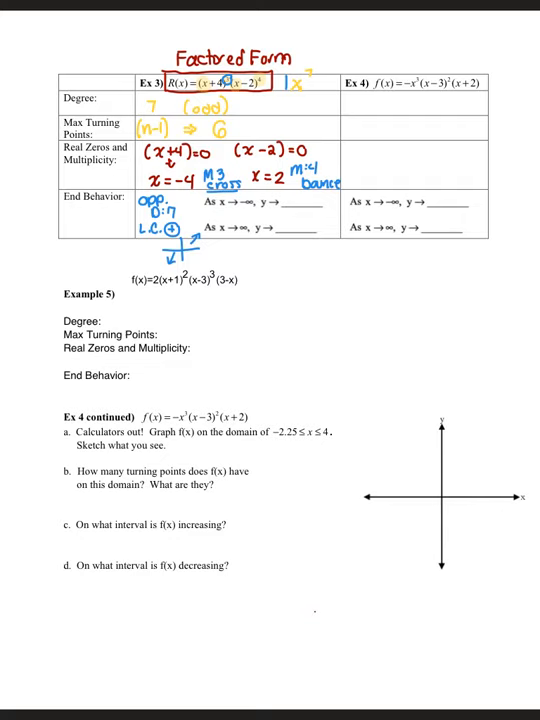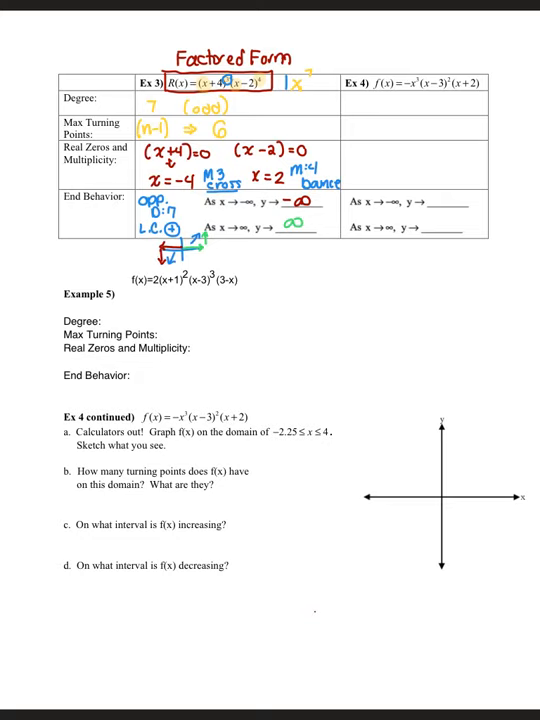When we're describing this, we would say that as our graph approaches negative infinity, so as we move to the left, our y values are going to be going down, approaching negative infinity. As we move to positive infinity, in other words, as our x values move to the right, our y values will move up, toward positive infinity as well. So here would be our end behavior.